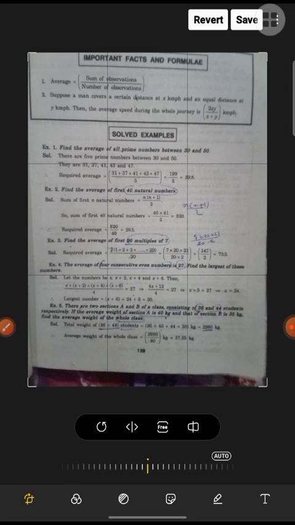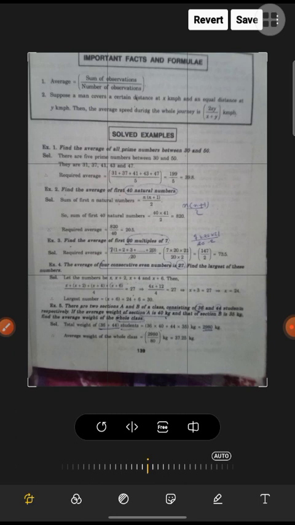Find the average of the first 20 multiples of 7. So that will be 7 into 20 into 21 upon 20 into 2. So the average of the first 20 multiples of 7 is 7 into 1 plus 2 plus up to 20, upon 20. So it will be 7 into 20 into 21 by 2, after doing 1 plus 2 plus 3 up to 20 as n into n plus 1 by 2, so it will be 147 by 2 equals 73.5.